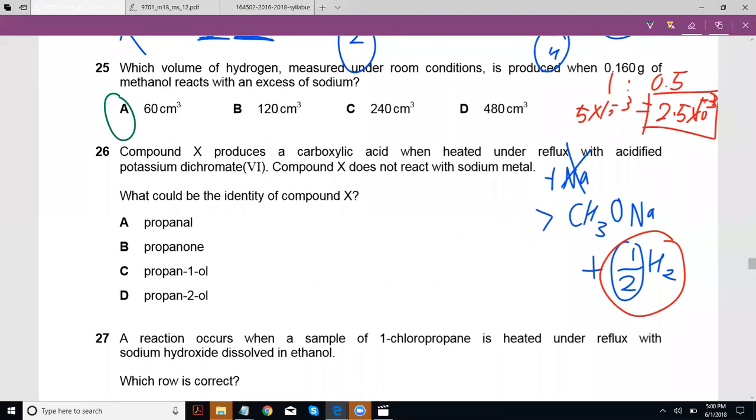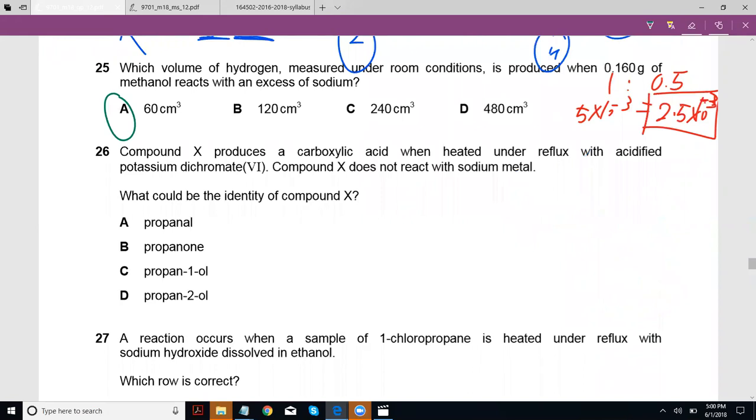Anyhow, question 26. Compound X produces a carboxylic acid when heated under reflux with acidified potassium dichromate. So basically, compound X is being oxidized. Compound X does not react with sodium metal, so you can cross out your alcohols, because alcohols would react with sodium metal to liberate hydrogen. That is literally what we did in question 25. It doesn't matter whether they're primary or secondary, alcohols will always react with sodium metal. But propanone won't, and the aldehyde propanal won't either because it doesn't have that OH bond.